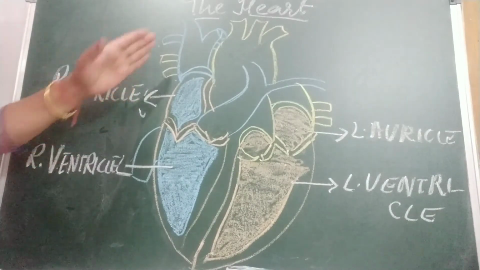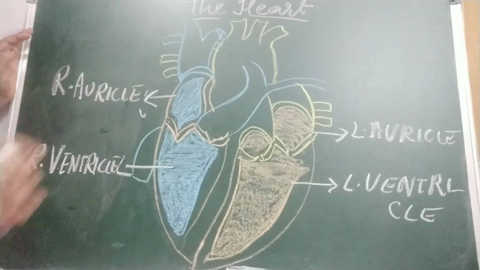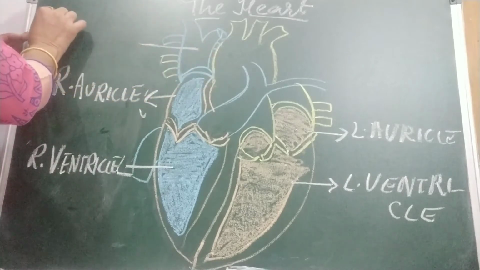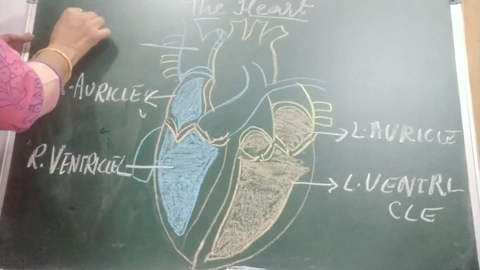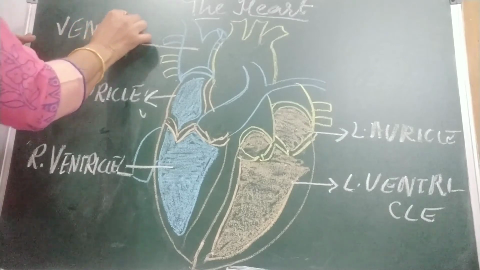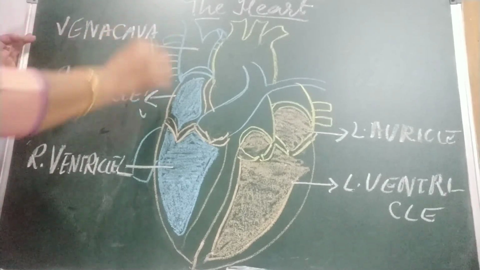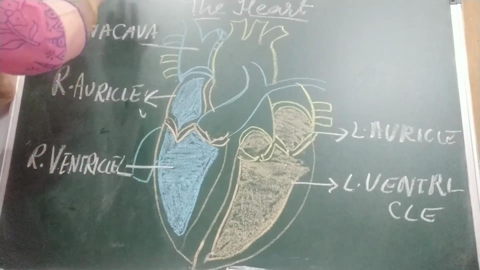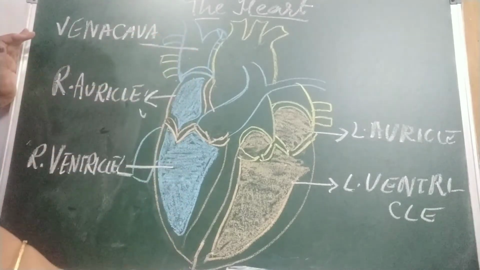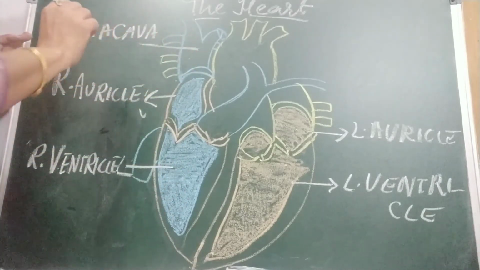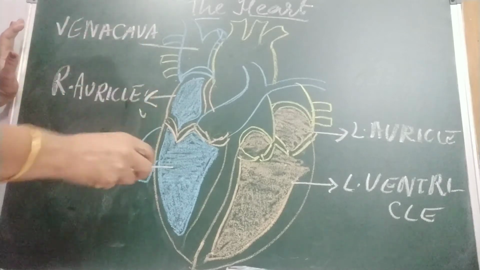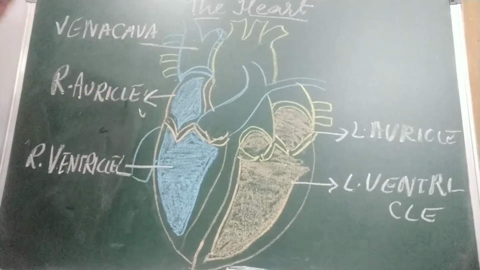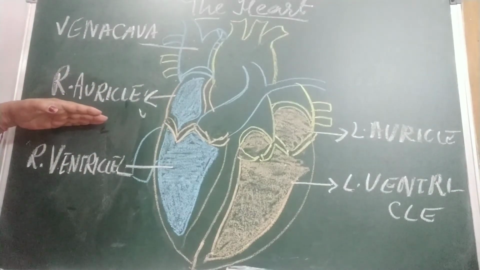How does it function? This blue color is the vena cava. This is not mentioned in the book, so I am writing it down here. This is the main vein, vena cava. This vena cava is coming from the lower side and upper side. This blue vena cava collects the deoxygenated blood from all parts of the body and brings it where? In the right auricle. Clear? The right auricle gets deoxygenated blood.